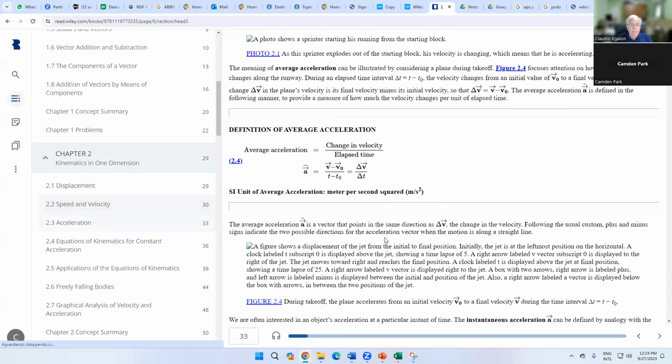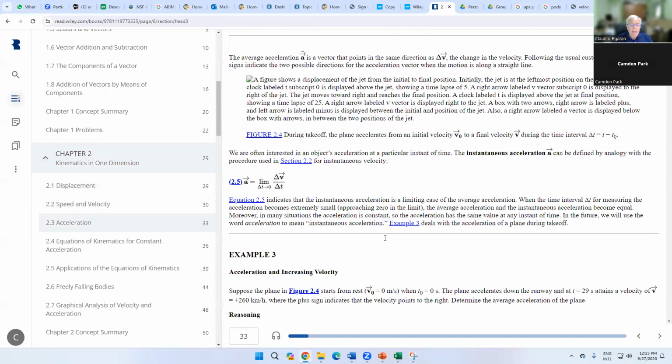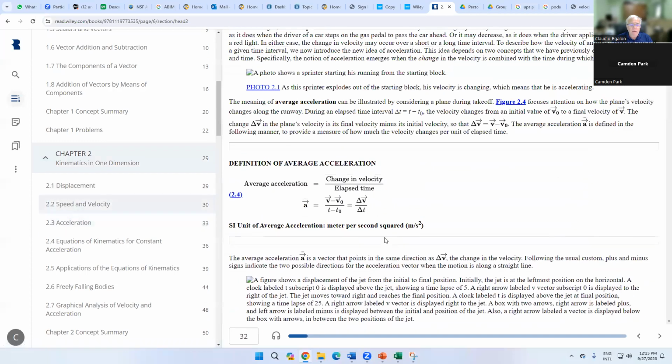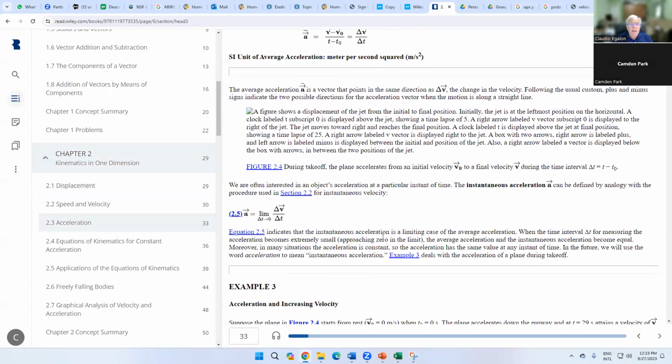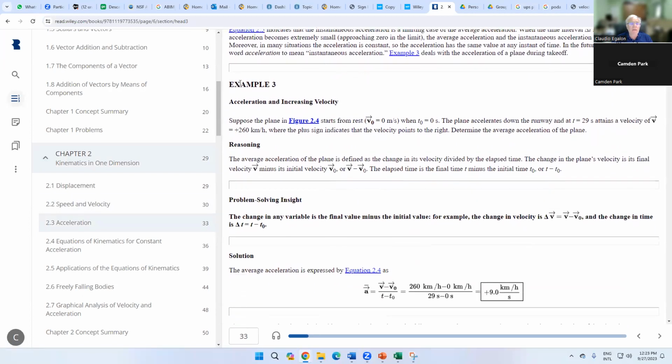Mathematics, one dimension. Acceleration, right in here. Which problem did you refer to? The definition of acceleration. See that? Average acceleration. No, that's the definition. And you have an example. Example 3. Yes, example 3. Okay, all right, that's all I need to know.